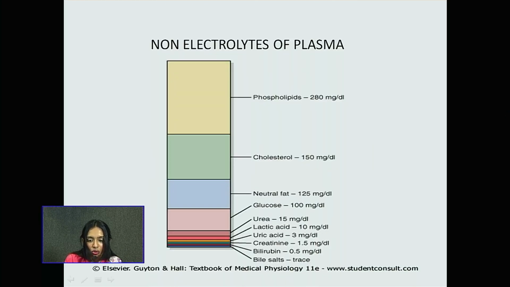So these are the non-electrolytes of plasma. They are present in the plasma in different compositions. These are phospholipids, cholesterol, neutral fat, glucose, urea, lactic acid, uric acid, creatinine, bilirubin, and bile salts. So these are all non-electrolytes found in the plasma in different amounts.